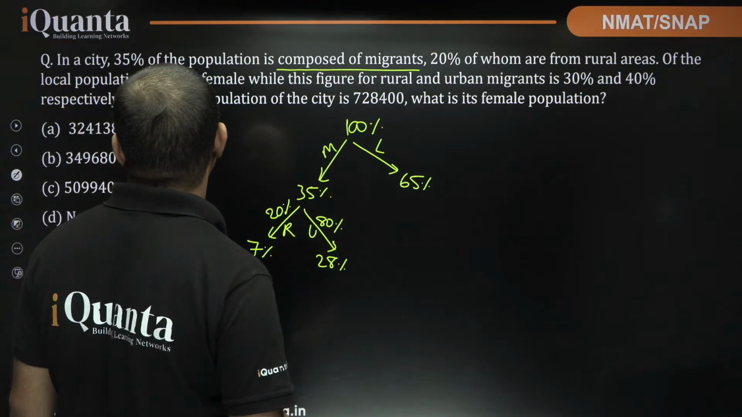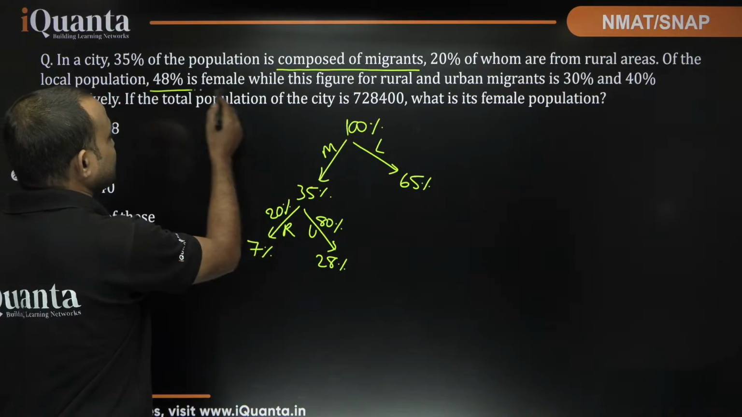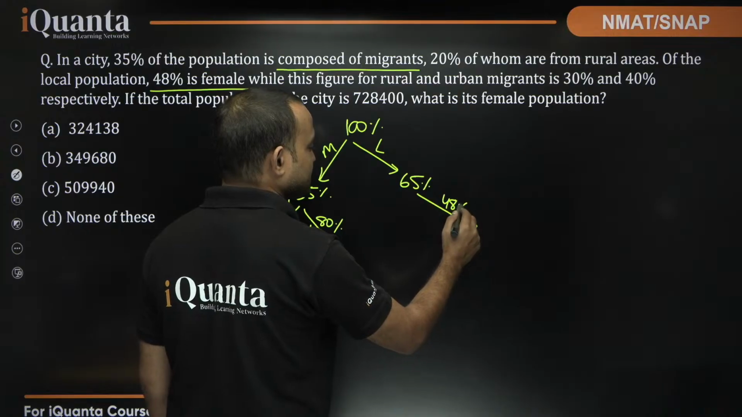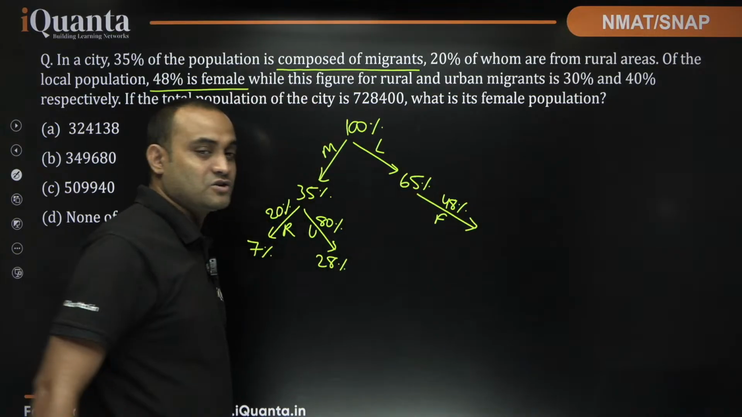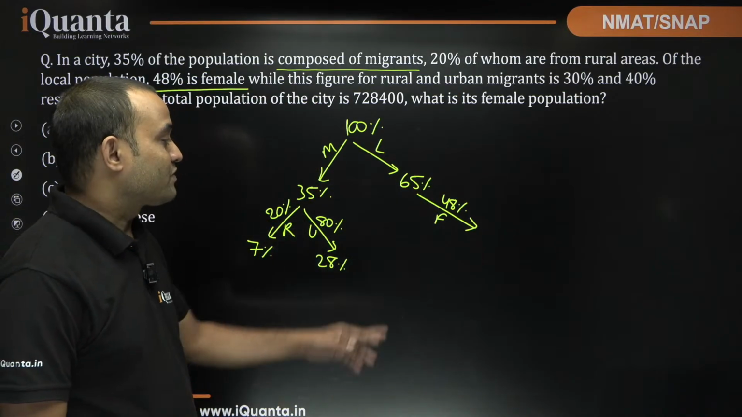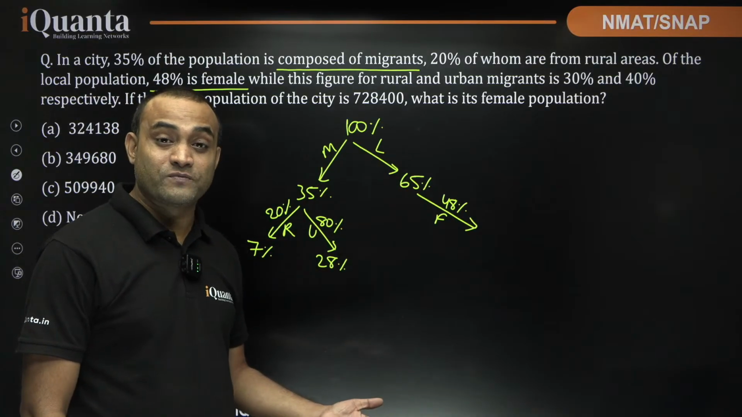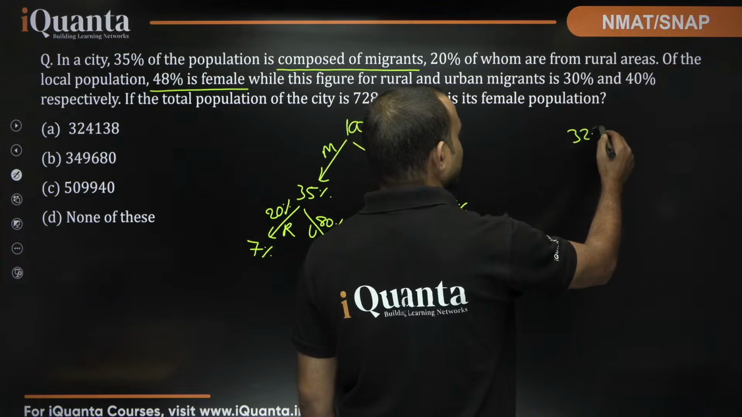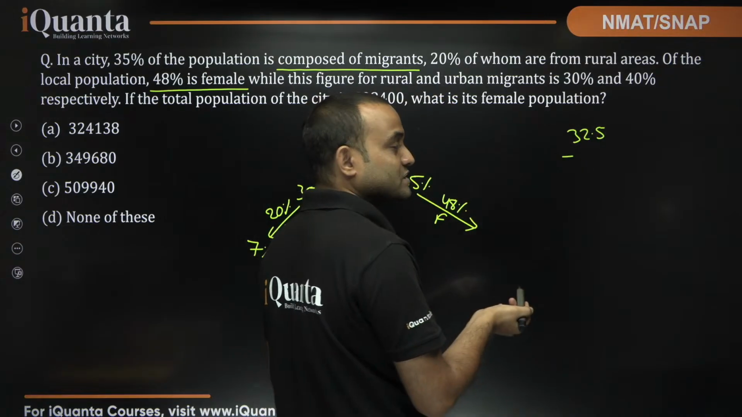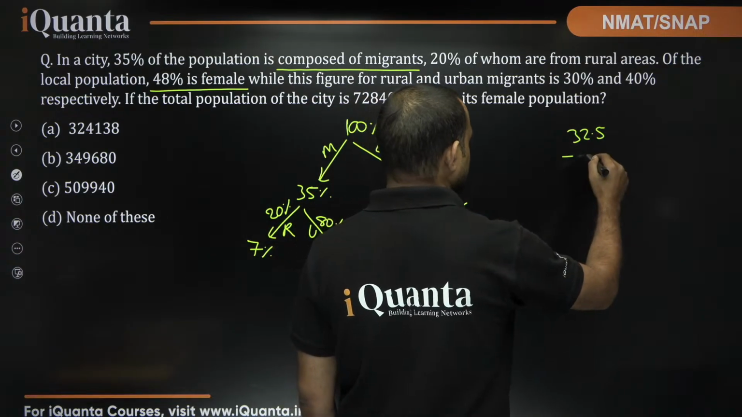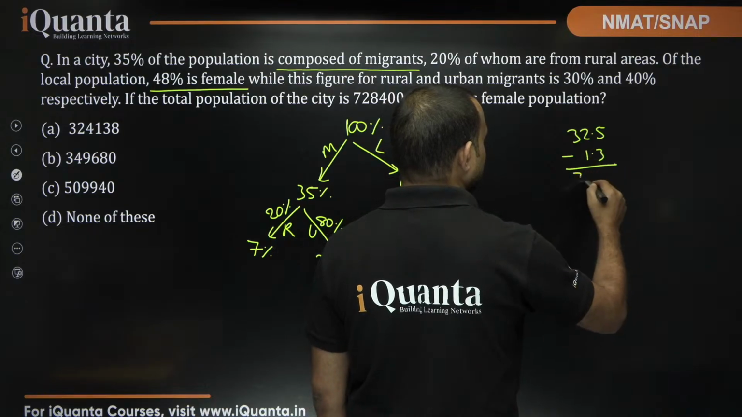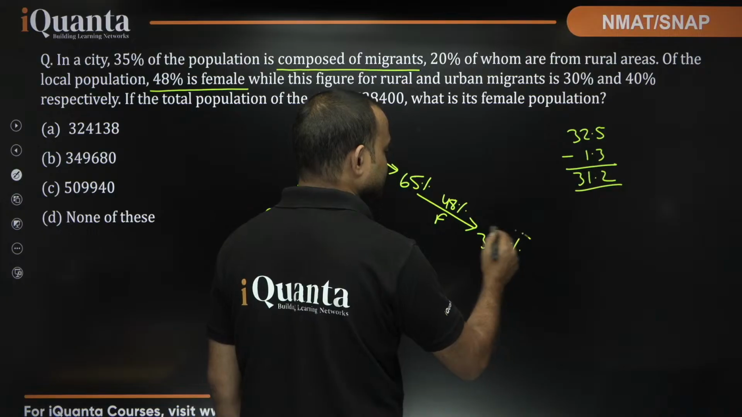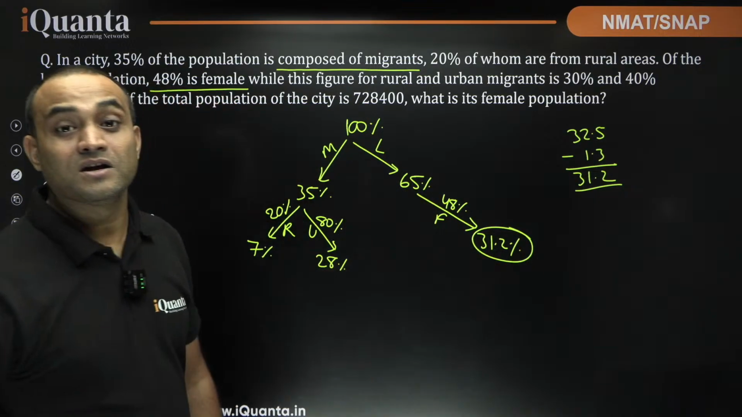Now, it says of the local population 48% is female. So, 48% of this will be female. What is 48% of 65? So, 50% is 32.5 minus 2%. So, 32.5 minus 2% of this will be 1.3. So, 1.3 which is equal to 31.2%. So, overall 31.2% of the locals are female.